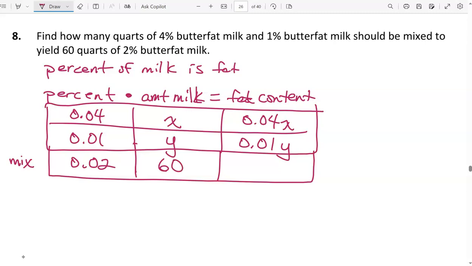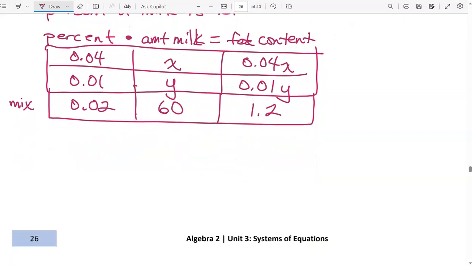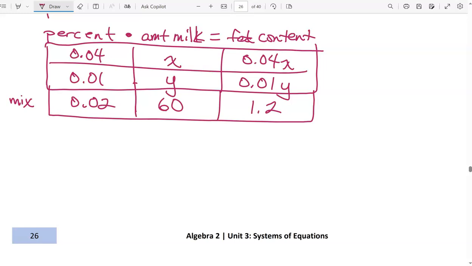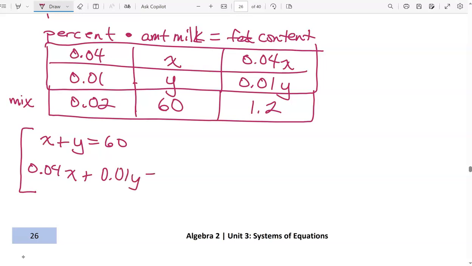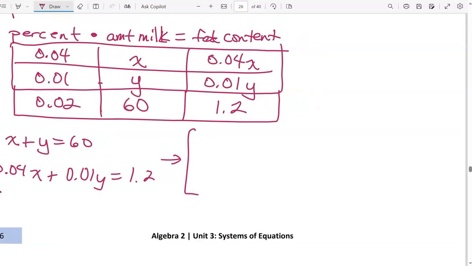And the amount of fat in that is 2% of 60. That's 0.02 times 60. So that's going to be 1.2 quarts of fat. So multiply those together. You can use your calculator to do that. And so our equation would be the total amount of milk, x plus y, has to equal 60, and the total amount of fat content, 0.04x plus 0.01y, has to equal 1.2. Let's write that in matrix form.